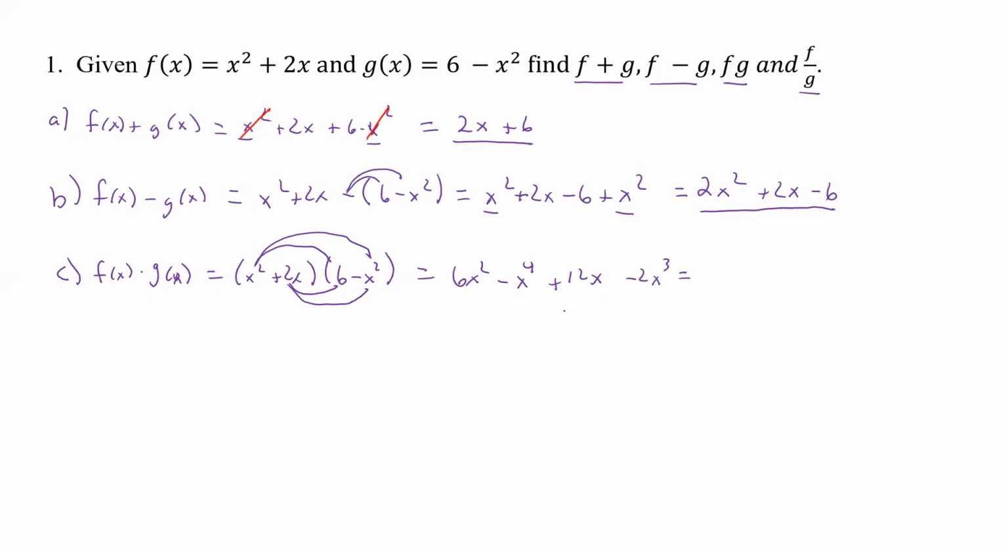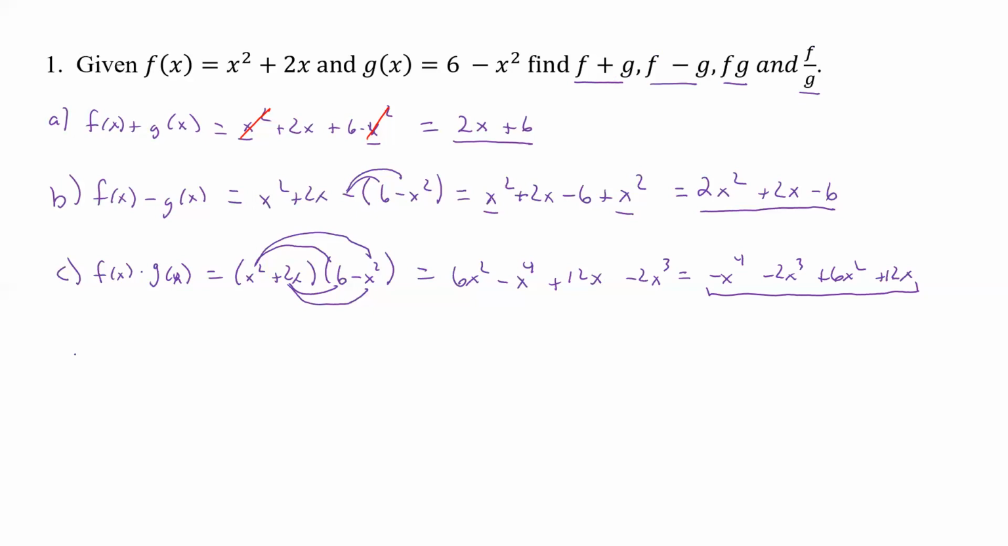All right. So now if we write in decreasing order of power, we'll have a negative x to the fourth, and then minus 2x cubed, and then plus 6x squared, and then plus 12x. Okay. So then that is what our f times g is, or f of x times g of x. Now what about f divided by g?